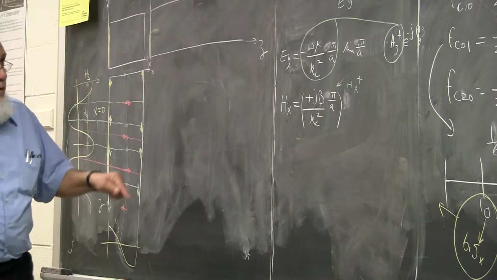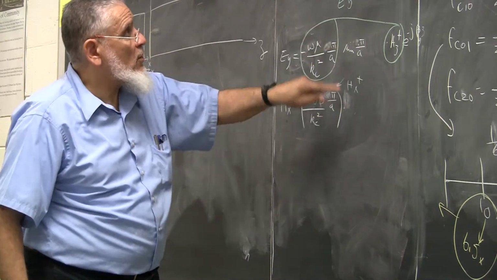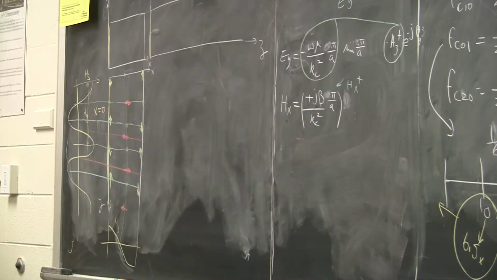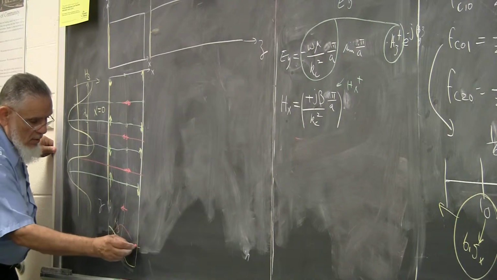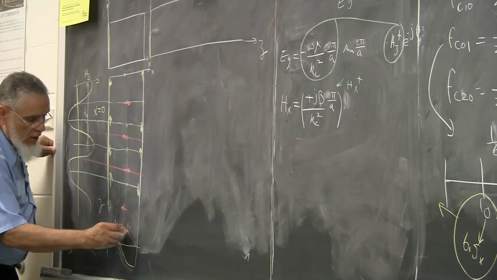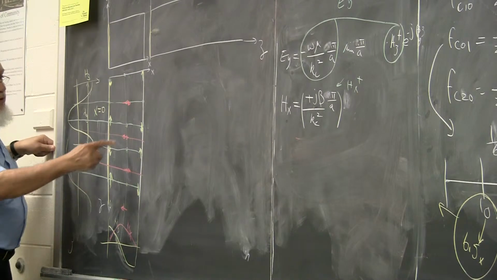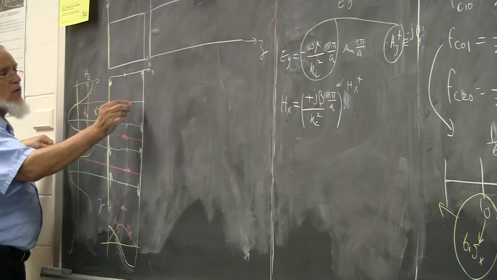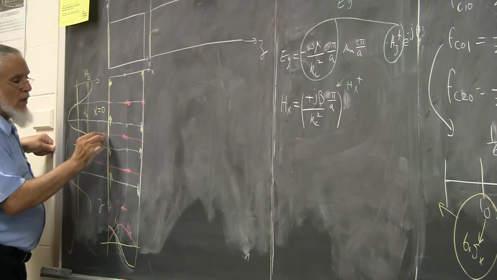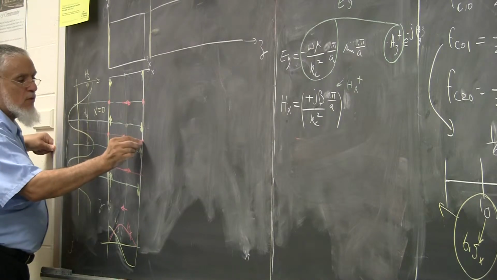Now, the h sub x has a sine, not a cosine. So its distribution is going to be doing this. That's your h sub x. So it peaks in the center, with zeros at the ends here. So these are the h's, and the ends will be zeros. These are zeros.